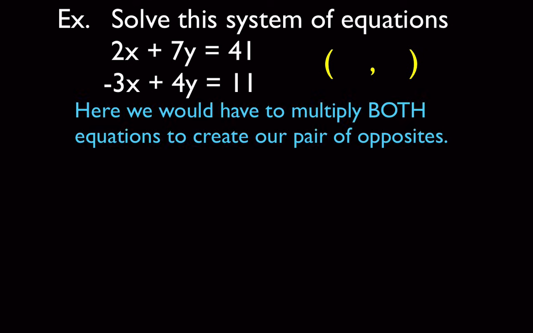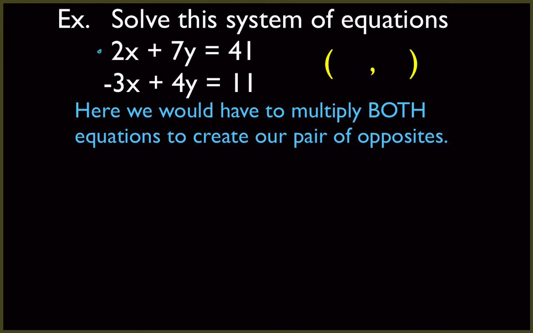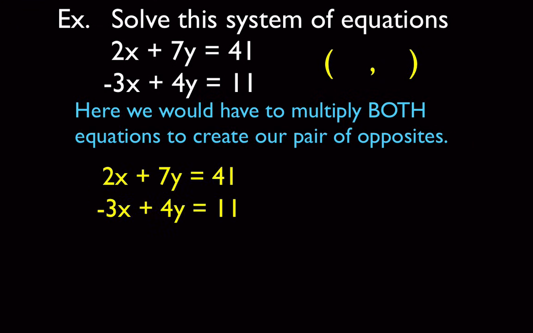So what you notice here is, well, could I turn that 2 and that 3, each of them, into a 6? Okay, if I multiplied this times 3 and this one times 2, I would have a pair of opposites, 6x and negative 6x. So that's precisely what I'm going to do. I'm going to multiply both of the equations. Okay, careful to multiply every single piece. Okay, 2 times 3 is 6, 3 times 7 is 21, 3 times 41 is a big number, and the bottom, negative 3 times 2, 4 times 2, and 11 times 2.